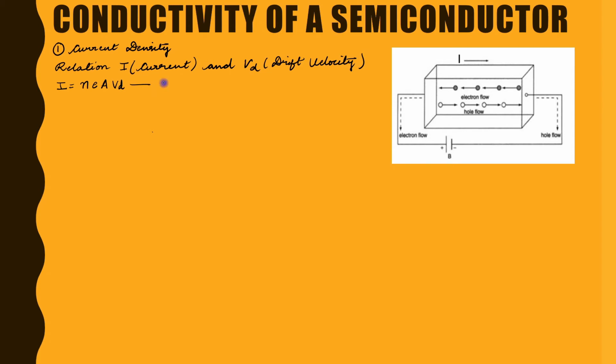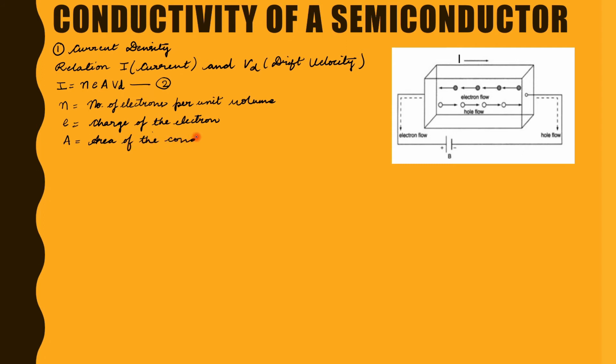So this is our second equation, where I is the current, N is the number of electrons per unit volume, E is the charge of the electron, A is the area of the conductor, and Vd, as you know, is the drift velocity.